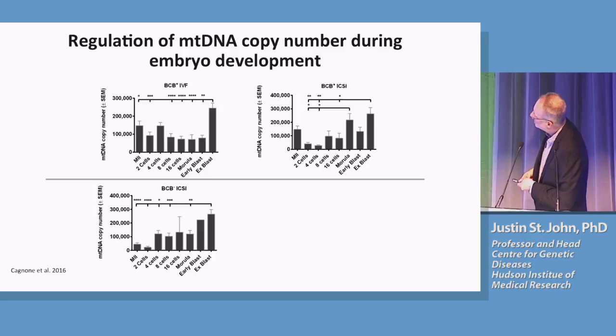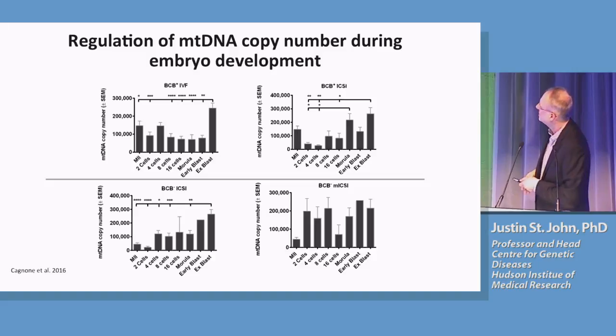That copy number is slowly increasing towards the blastocyst stage. But that's in those eggs which successfully develop, and that's not always the case. However, when we look at the BCB negative population of embryos that were generated through MIXI, we see this significant increase in mitochondrial copy number between fertilization and the 2-cell stage. And this ensures that there's enough mitochondrial DNA present at the blastocyst stage.